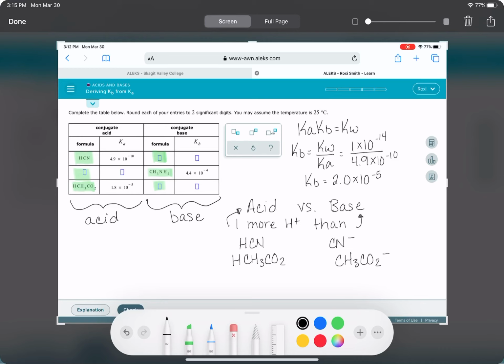If our base is CH3NH2, that base has 1 fewer hydrogen than the acid. So that means the acid has to have an extra hydrogen, CH3NH3, and it has to have an extra positive charge. So again, the acid always has 1 more positive charge than the base.